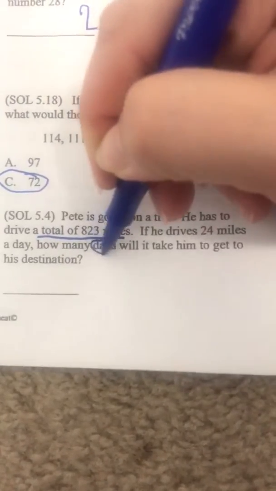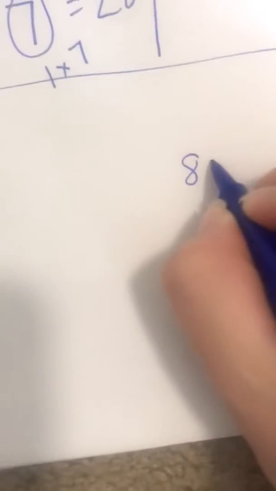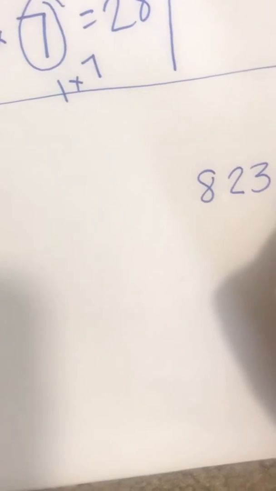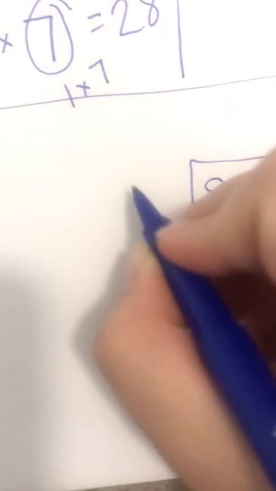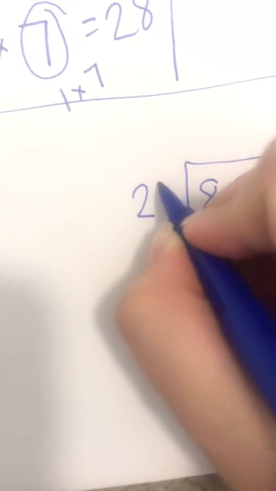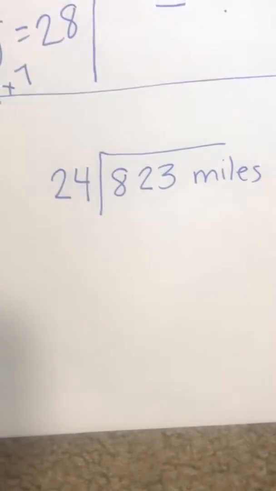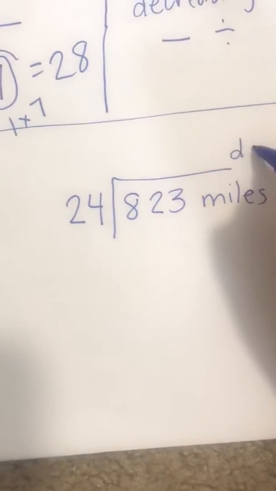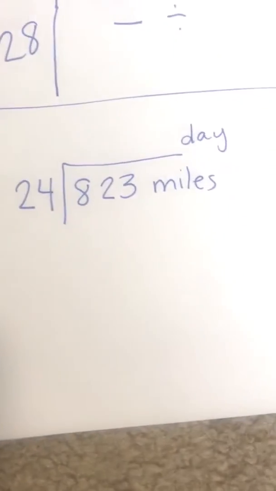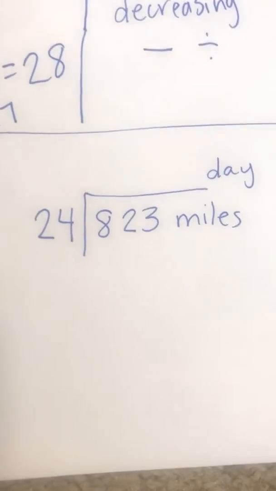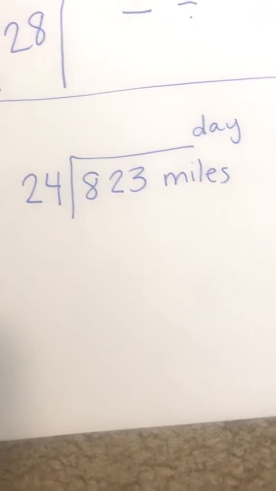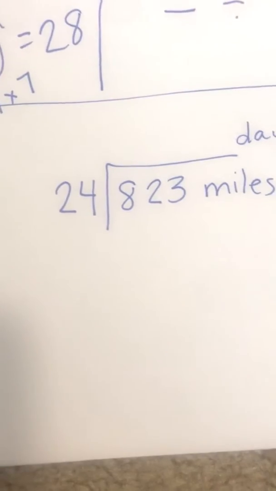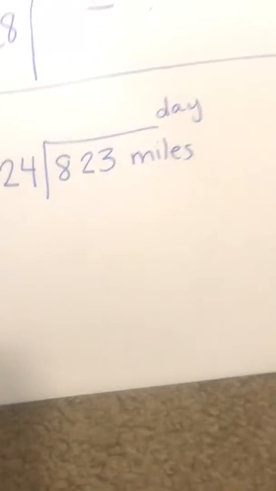So we're looking for days. So it looks like we have a total, and we need to divide that total up with 24 miles per day to figure out how many total days that would take. All right, so we are going to need our multiples of 24. It's going to be a tough one.